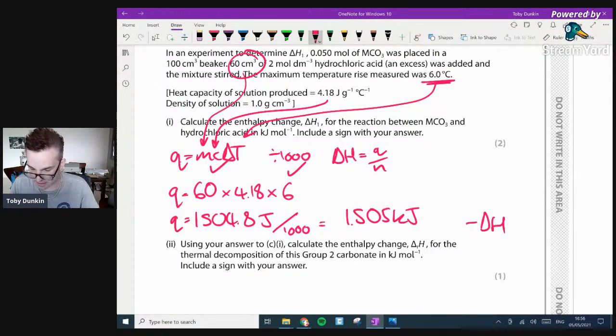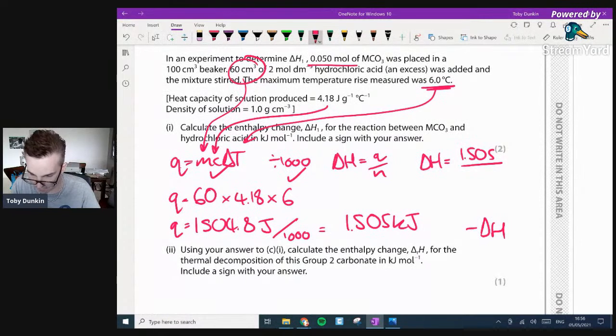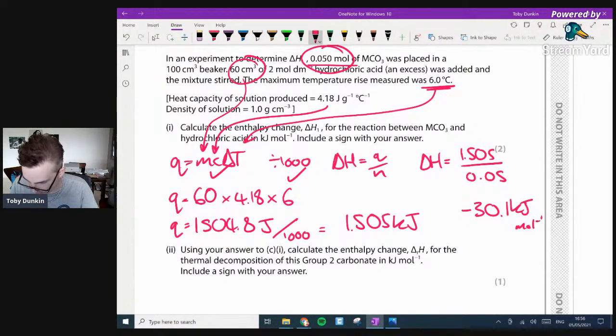We now need to do delta H equals Q over n. So the delta H equals our Q, which we've got, 1.505 all over the moles of MCO3, 0.05. And the acid is in excess, so you can ignore the acid. Yeah, so we're going to be using 0.05 moles of that. So that answer, which I've kept on my calculator, divided by 0.05, and I get an answer of minus, don't forget to flip it, minus 30.1 kilojoules per mole. And I'm done.